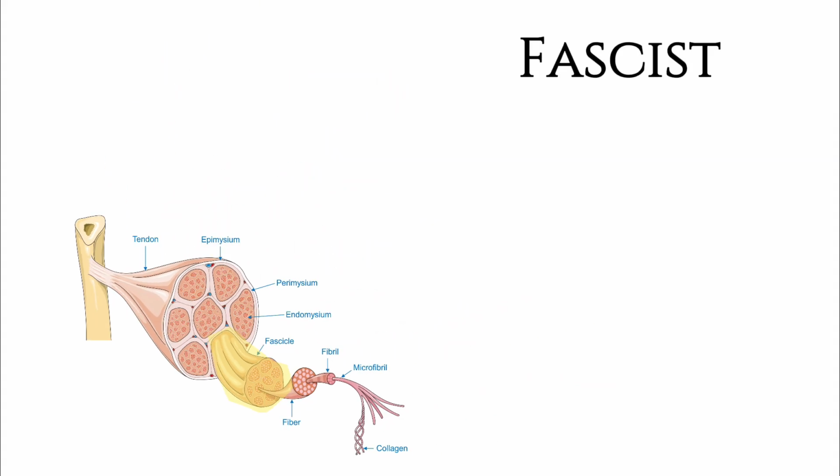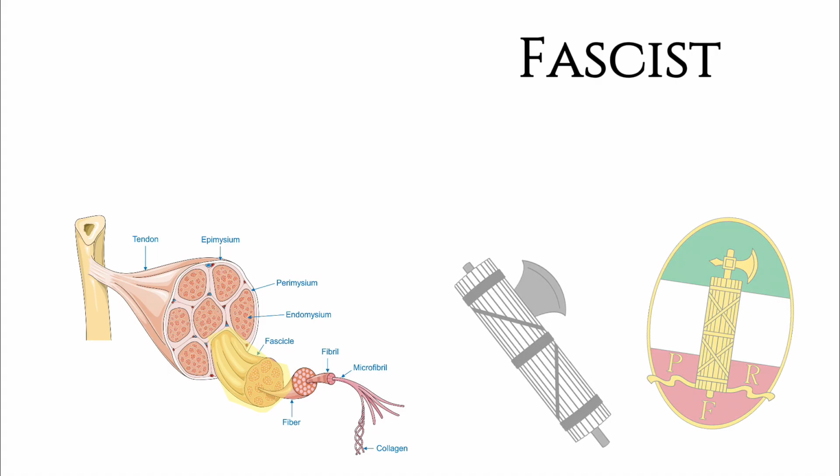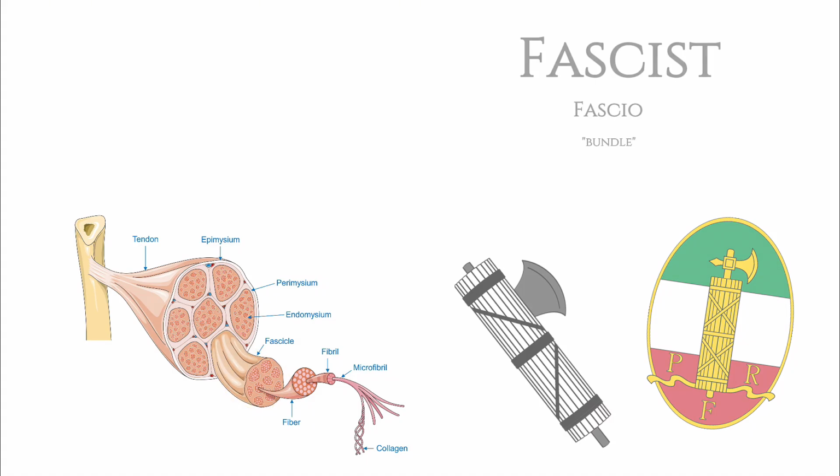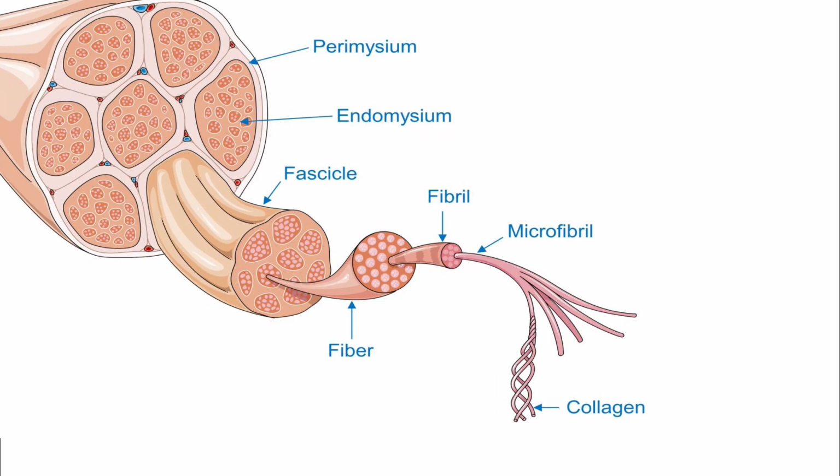If you've ever heard the word fascist, then you may have seen that a symbol that used to be used as a fascist symbol is a bundle of sticks tied together. This word comes from the Italian root word, which is fascio, which basically just means a bundle. So if you ever want to remember what a fascicle is, think about this symbol that was used by the fascists. So now if we go a little deeper, we see the muscle fibers, which are the muscle cells.